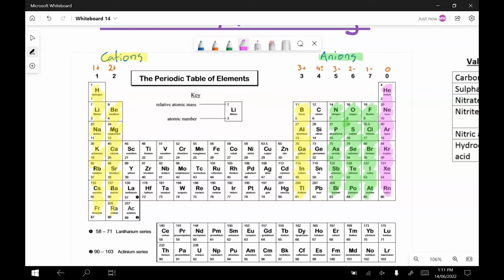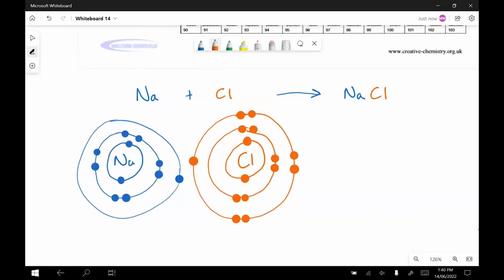And if you think about it this way, every other element in a periodic table is aspiring to be like that, which is why they form ions. They're trying to get a complete outer shell, either by gaining or losing electrons, and in the process, they end up forming an ion instead. And we'll have a look at an example of that.